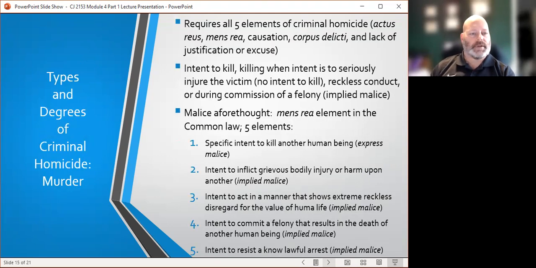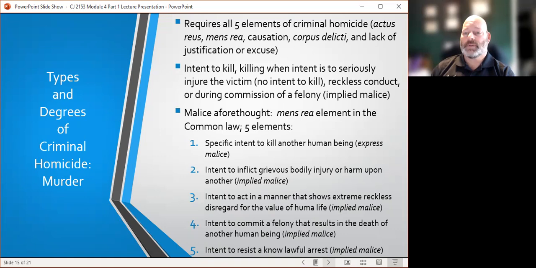There are types and degrees of criminal homicide. The first, of course, being murder, in which all five elements of criminal homicide have to be proven. There's intent to kill. There's killing when the intent is to seriously injure the victim, even when no intent to kill exists. And there's killing by reckless conduct or during the commission of a felony, which means that there's implied malice in the act.